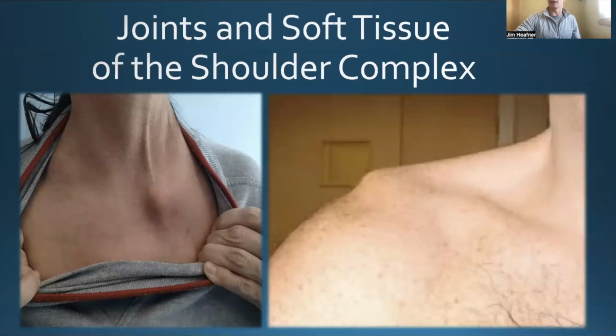Okay, so now we're going to get into some of the joints and the soft tissue. We've covered the bones, we've covered the muscles, and this is sort of what brings it all together. These are just two picture examples. On the left, you can clearly see an anterior dislocation of the SC joint, or at least a subluxation there. And the picture on the right is an AC joint sprain or dislocation, a shoulder separation.